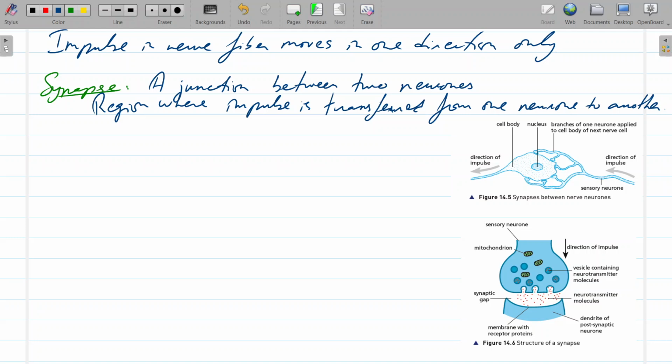So the branch at the end of one fiber is in close contact with the cell body or dendrite of another neuron. As you can see, the impulse is traveling from right to left. These are branches of one neuron, and these are dendrites, and they are in close contact. They're not touching, but they're very close, as you can see over here. They're very close to the cell body of the next neuron.